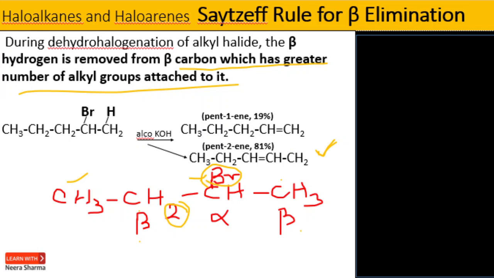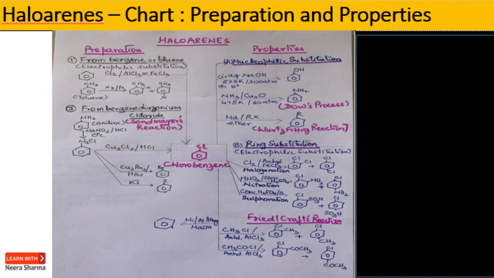Now let us see the chart for preparation and properties of haloarenes. Like haloalkanes, we have put it in one single chart. This is the preparation and then the properties of haloarenes. So we have two methods of preparation of haloarenes. One is from benzene, the other is from benzene diazonium chloride.